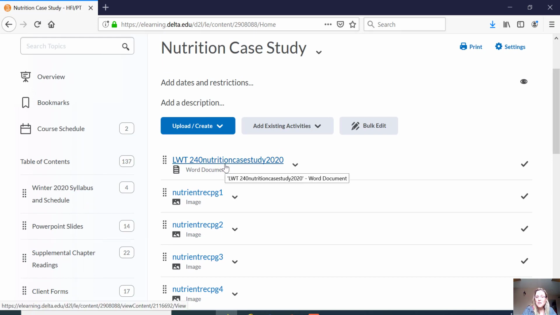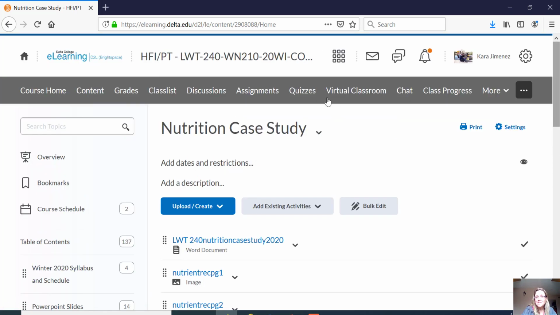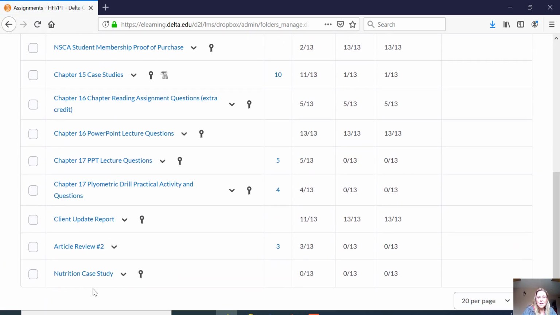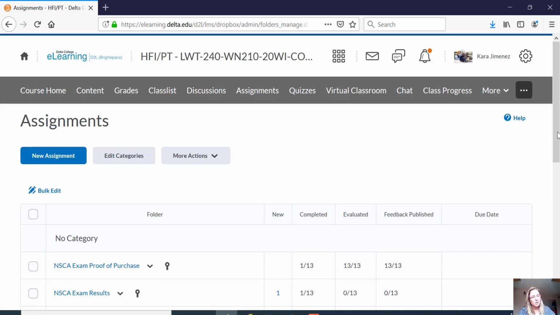But again, the only thing you're doing as far as nutrition goes for next week is answering this case study. And you're going to submit that in the assignment folder, okay, by that deadline. Here's the assignment folder. So you're going to submit that there by that deadline of April 5th.